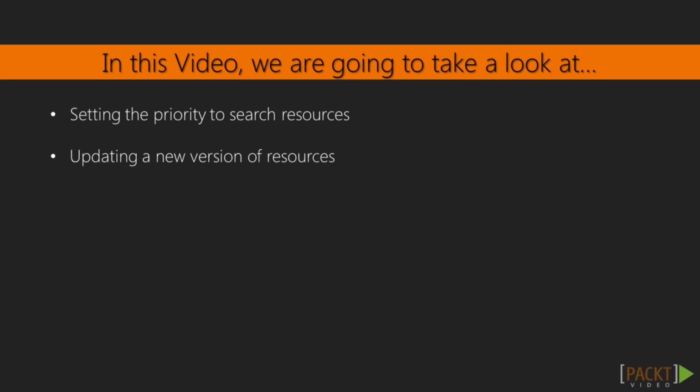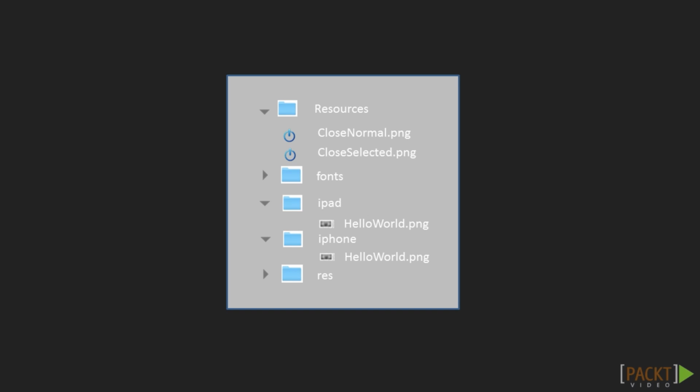Cocos2d-x has a search path mechanism for solving this problem. This video will explain this search path mechanism. If you want to share some resources between different resolutions, then you can put all the shared resources in the Resources folder and put the resolution-specific resources in different folders as shown here.